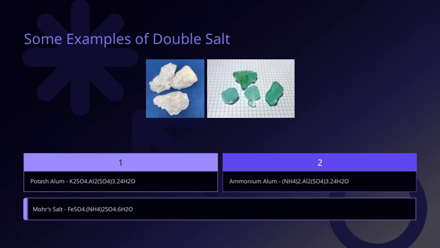Understanding these compounds is important because they have specific uses in various industries, like water purification, medicine, and laboratory analysis. Recognizing their structure and composition helps us appreciate the diversity and utility of double salts in chemistry.